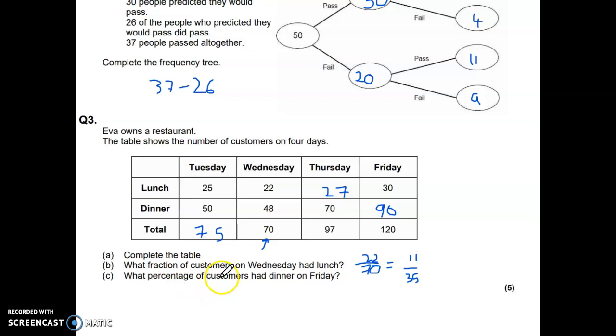So this time, what percentage of customers had dinner on Friday? So look at our Friday. I'm going to do it as a fraction first, then change the fraction to a percentage, because for me, I think that's the easiest way of doing it. So it's going to be out of 120, because that's how many people were on Friday. And that's a 90, it's not 96. It does look like a 6, but that's 90. So as a fraction, it's 90 over 120.